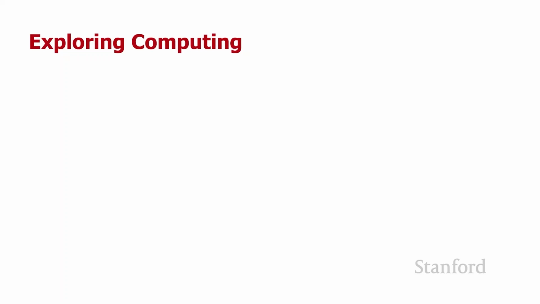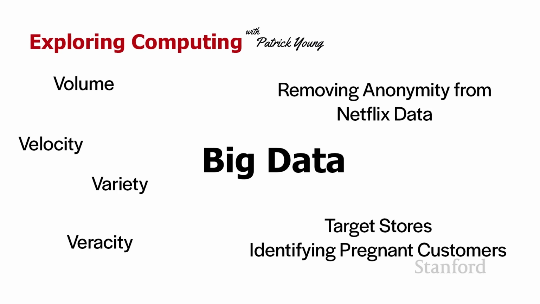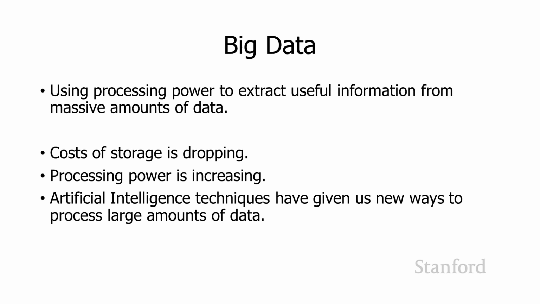Today's video is Big Data. So I referred to Big Data previously in the last video. The basic idea behind Big Data is we can use processing power to extract useful information from massive amounts of data. As the cost of storing information is decreasing, we're able to collect more and more data. As our processing power is increasing, we're able to more easily process it. And it turns out that new techniques in artificial intelligence and specifically machine learning are giving us new ways to process large amounts of data. So big data is referring to this ability to process the large amounts of data that we didn't have previously.